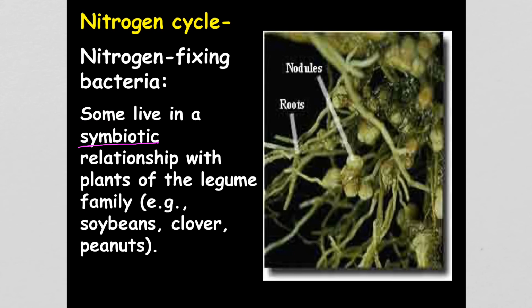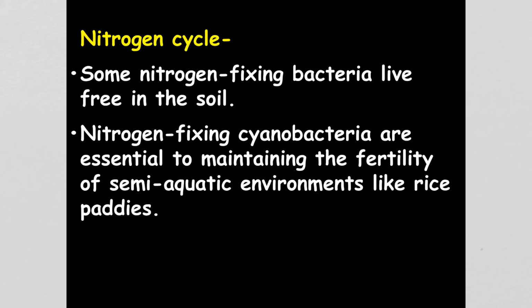So several types of nitrogen-fixing bacteria live in symbiotic relationship, and remember symbiotic relationships from the last lesson, with plants of the legume family. So that's like your nuts and beans. A lot of your nuts and beans are legumes. And so they actually live in these little nodules on the roots of the plant, and they fix the nitrogen that the plant needs right there on its roots so that it can absorb the usable version of it.